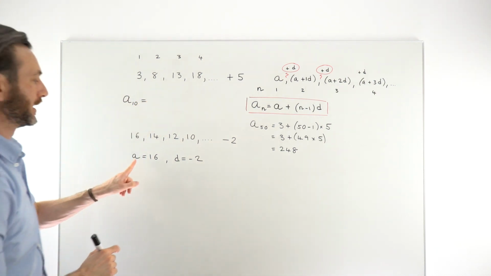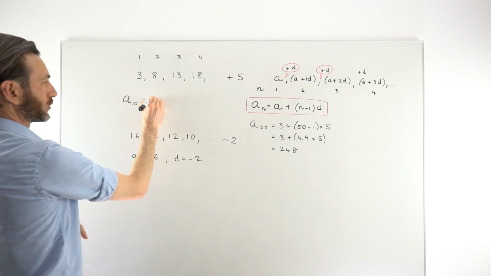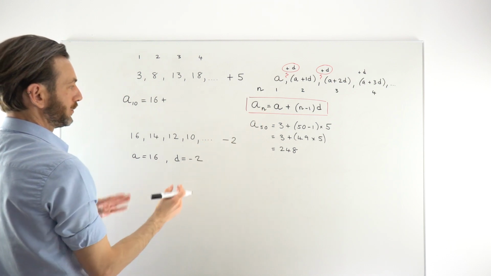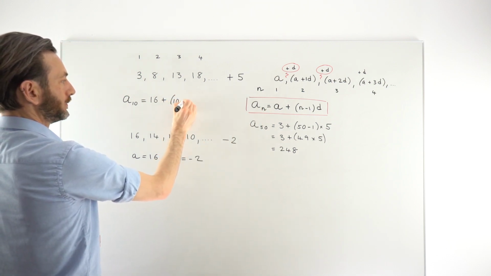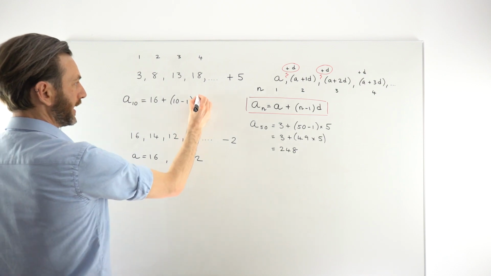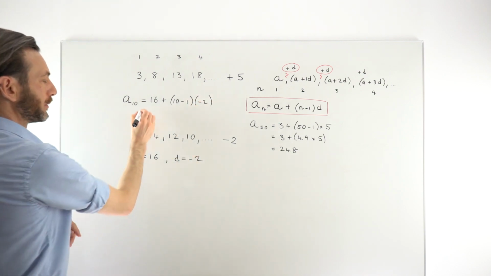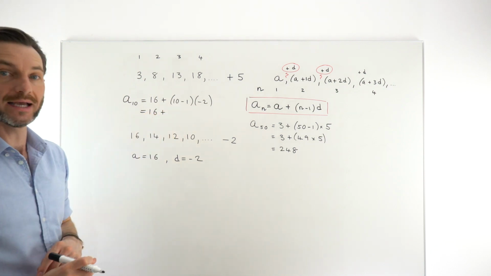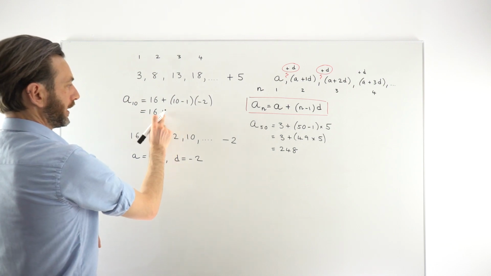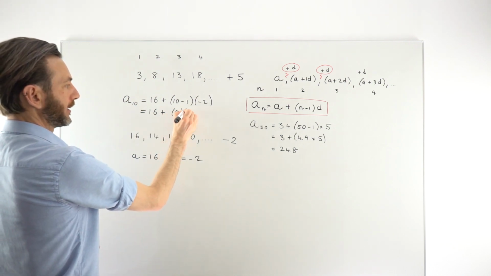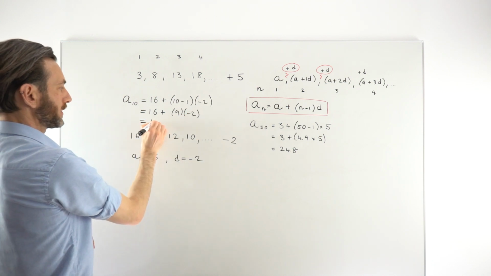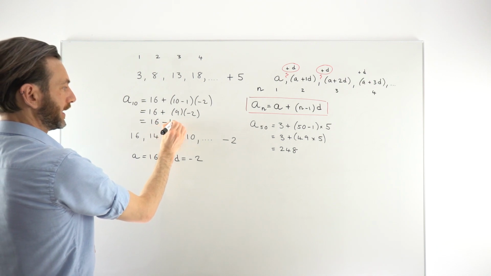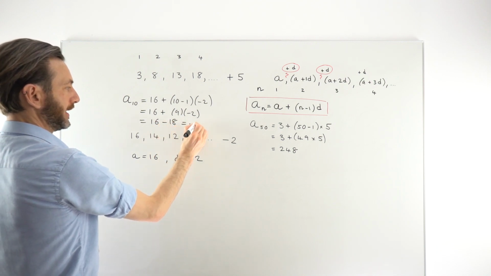So a sub 10 would be a, which is 16, so the first term, plus if you're taking 10 terms, then you would need n-1, which is 10 minus 1, times the difference, which is -2. So just writing it like that, we're going to get 16 plus, so this is going to become 10 minus 1, which is 9. I'll just quickly write that in actually. So that's going to become 9 times -2. So that becomes 16. 9 times -2 is -18. So minus 18. And then that comes out to be -2.